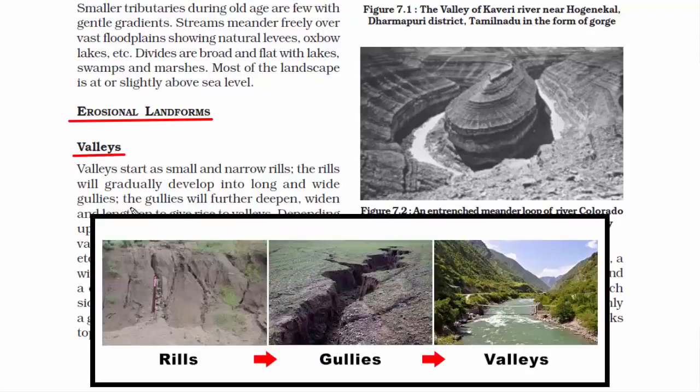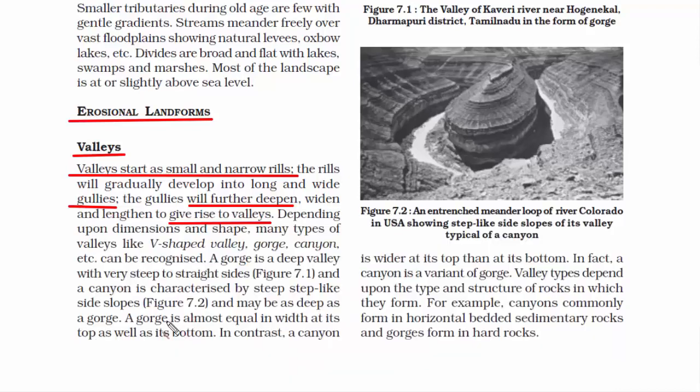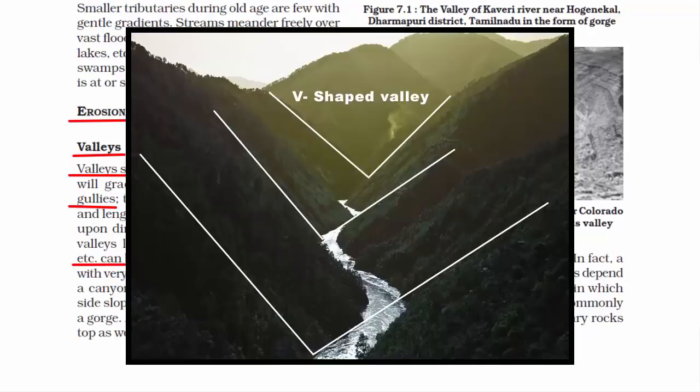We have just read about how valleys are formed. So valleys start as small and narrow rills. The rills will gradually develop into long and wide gullies. The gullies will further deepen, widen and lengthen to give rise to valleys. This is how valleys are formed. Now there are different types of valleys depending on shape and dimensions. Some of them are V-shaped valley, gorge, canyon, etc. Now a V-shaped valley looks like this. You see this pattern, it looks like the letter V.